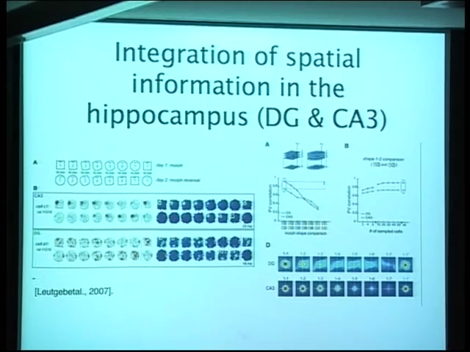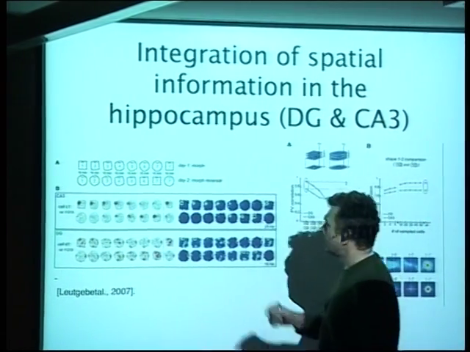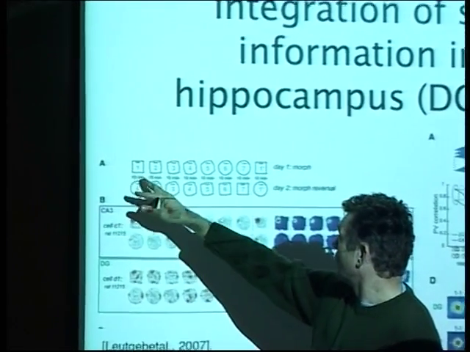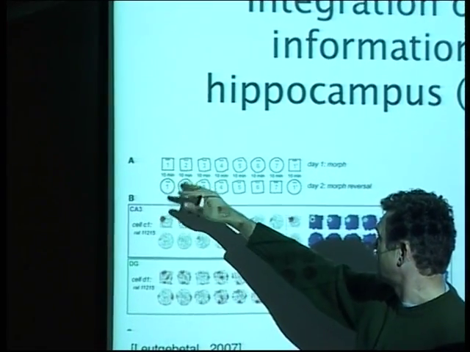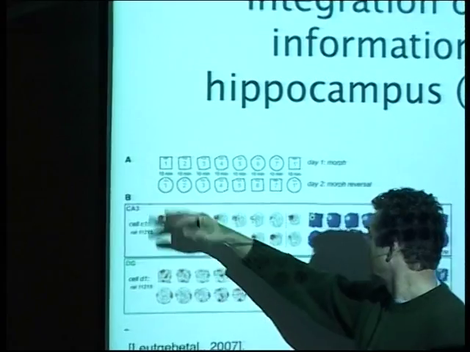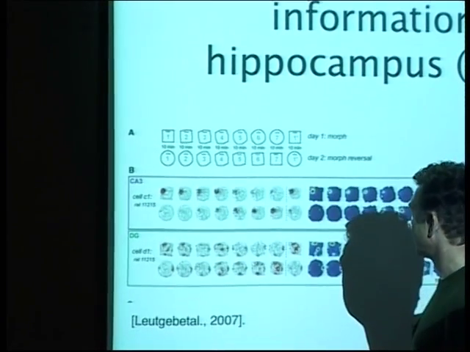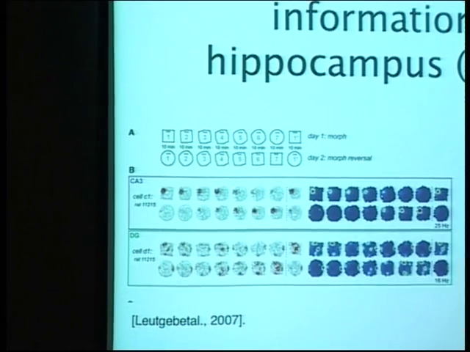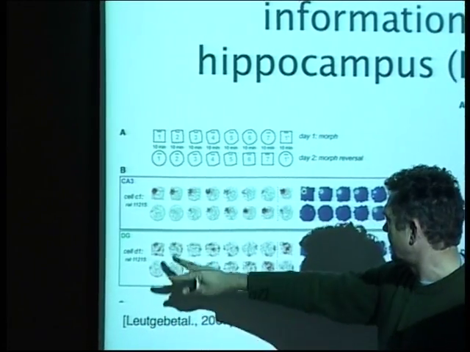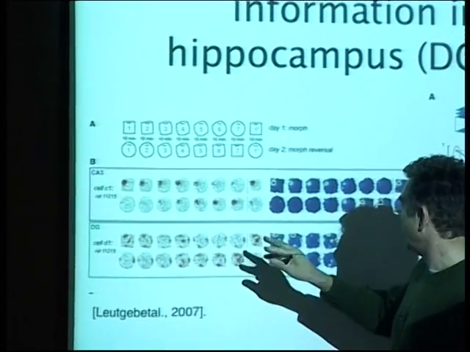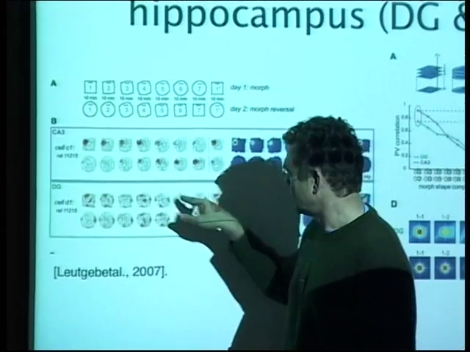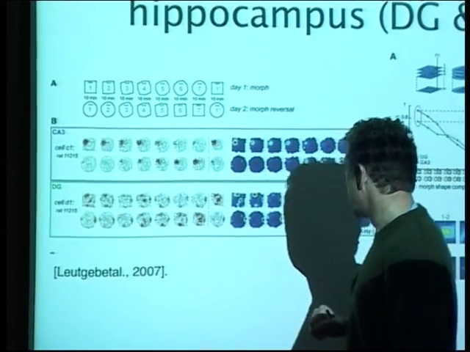Okay, so what they do here, so here we have an environment, let's say it's rectangular, okay, and we morph this environment in steps of 10 minutes from a rectangular environment to a circular environment. And on the next day we can do the reverse. Okay, so now if we measure in CA3 or the dentate gyrus, then here we have the representation, the responses of this neuron overlaid on the trajectories of the animal in this space.